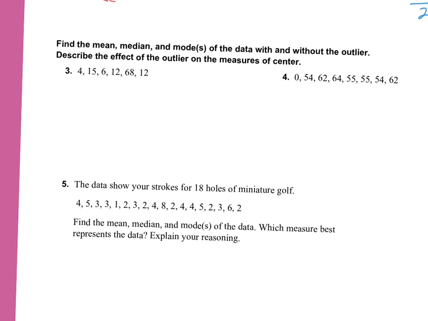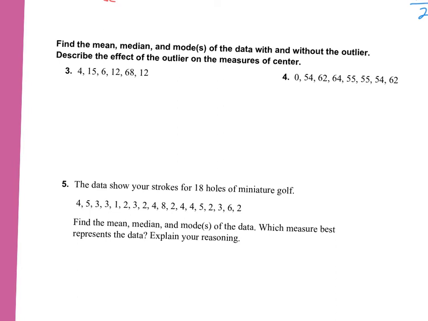Now on this one, it says find the mean, median, and mode of the data with and without the outlier. Oh, those outliers. So we're going to put these in order from least to greatest, and then I'm going to talk to you about them. Okay, guys, sorry about that. We are going to find the mean, median, and mode of the data with and without the outlier. And then we're going to describe the effect the outlier has on the measure of center of data.